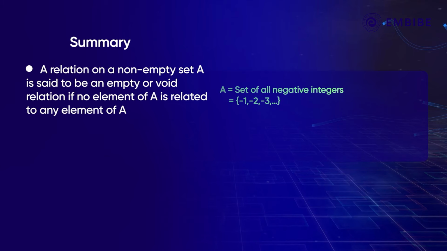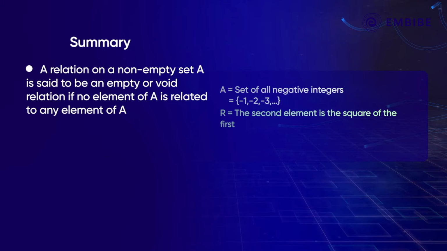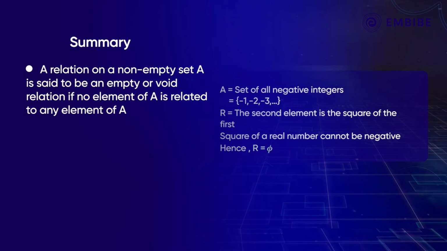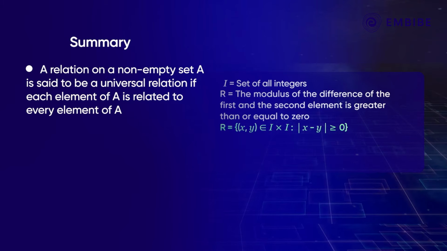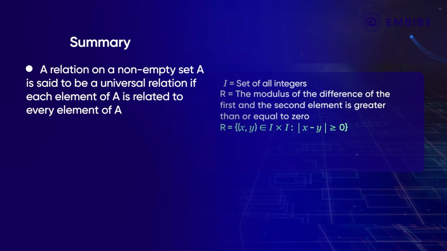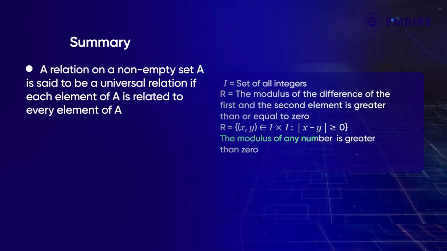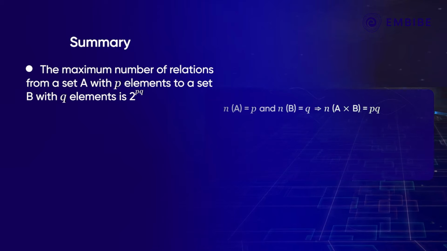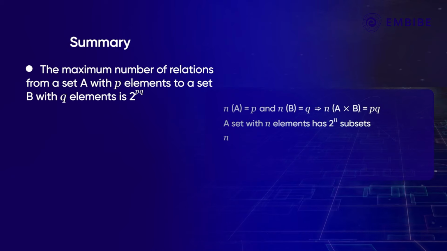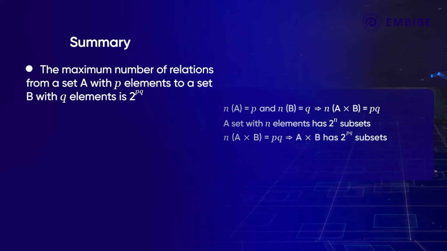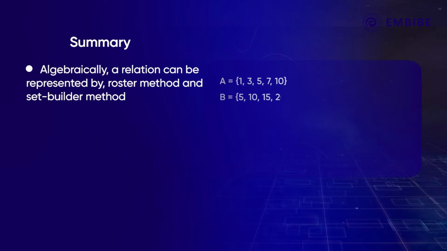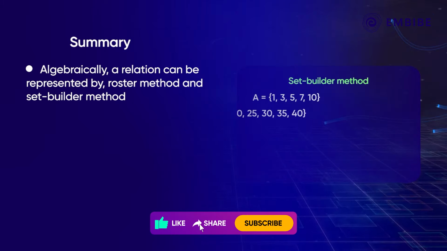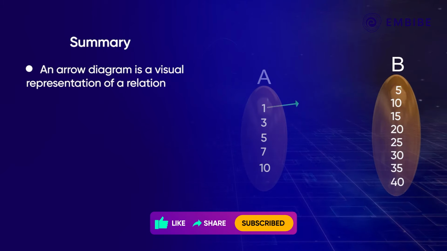A relation on a non-empty set A is said to be an empty or void relation if no element of set A is related to any element of set A. Whereas, a relation on a non-empty set A is said to be a universal relation if each element of set A is related to every element of set A. The maximum number of relations from a set A with P elements to a set B with Q elements is 2 raised to PQ. Algebraically, a relation can be represented either by the roster method or the set builder method. An arrow diagram is a visual representation of a relation.